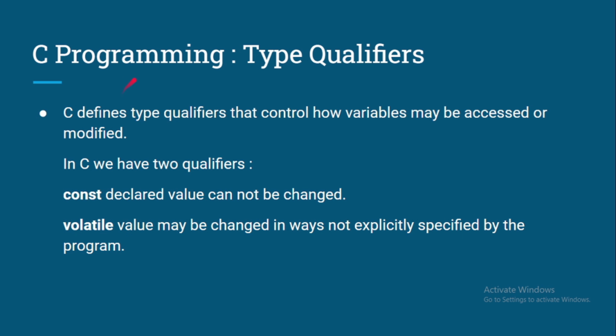Carry here. In this video we will try to understand what type qualifiers are. So what are type qualifiers? Type qualifiers are basically how we can control variables, how we can access them or how we can modify them. And in C we have two qualifiers.